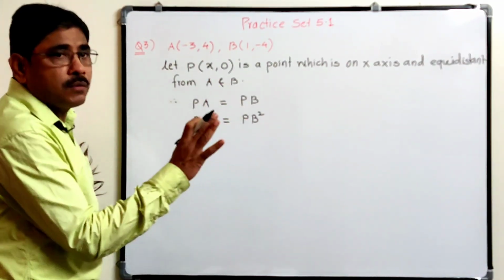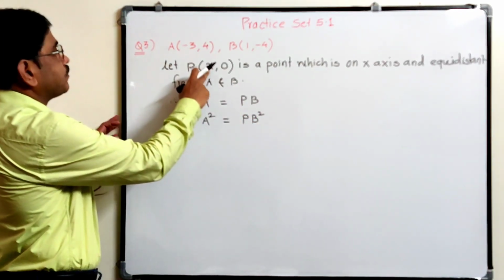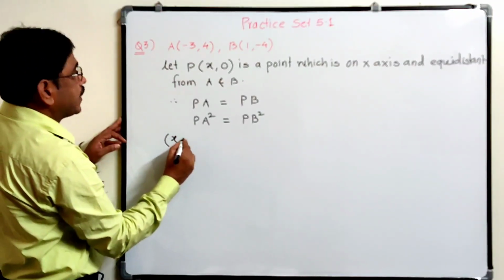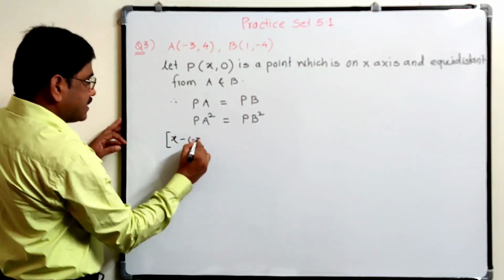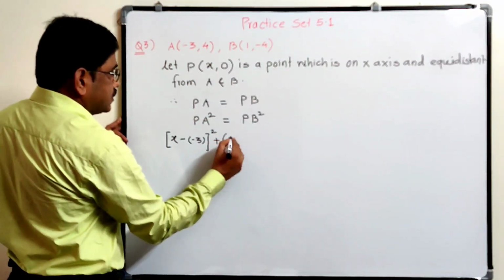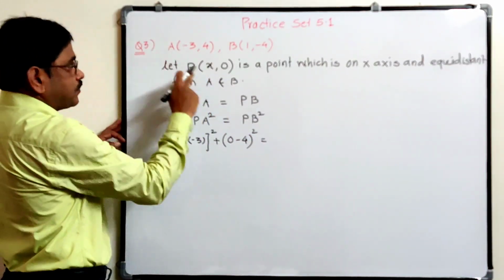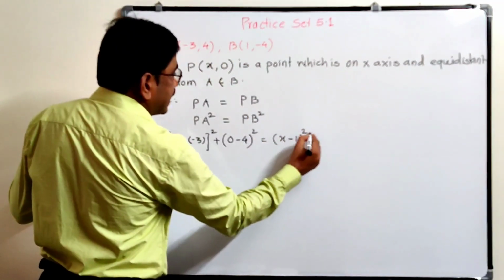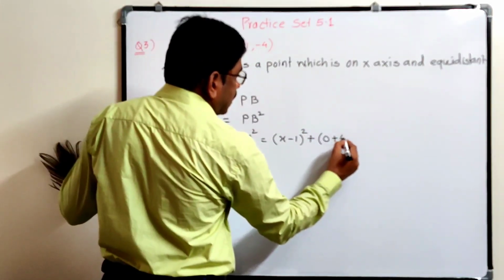So that formula we have to use here, the 13 points we wrote earlier. So here we directly use the value: x minus 3 bracket square, and here plus 0 minus 4 bracket square. So here PA. For PB now, x minus 1 bracket square plus here 0 minus plus 4 bracket square.